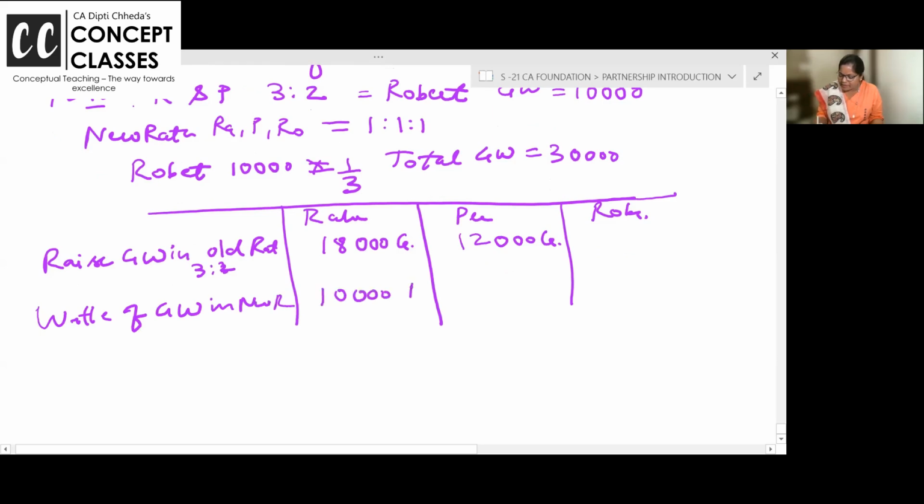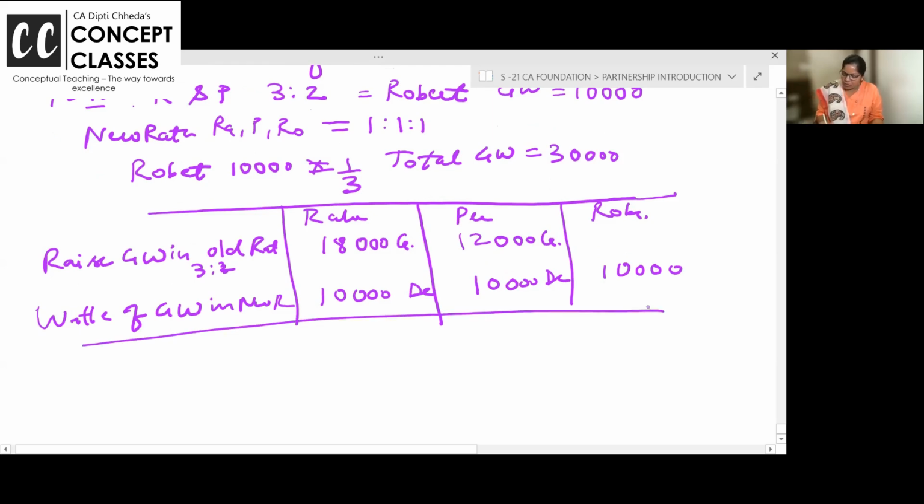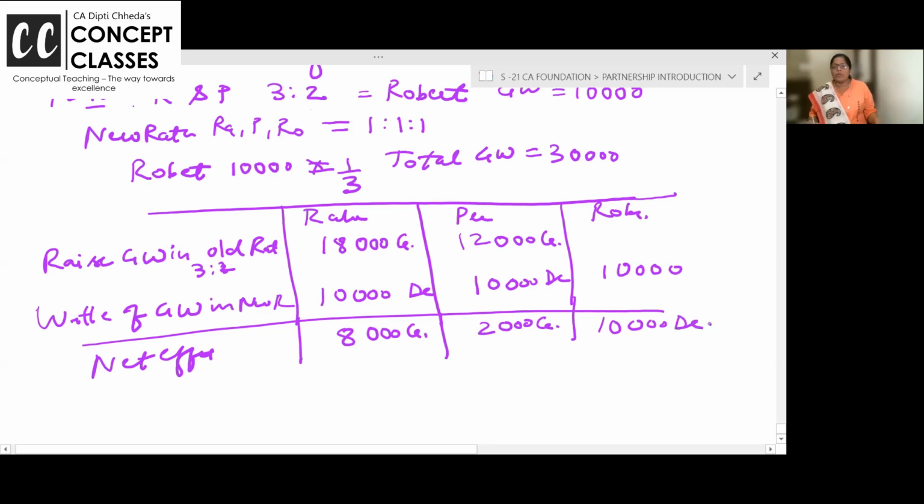Write off means debit. Partners debit, goodwill credit. What is the net effect now? Net effect now. 8,000 credit is going to Rahul. 2,000 credit is going to Priyanka. And 10,000 debit will go to Robert if he doesn't bring cash.